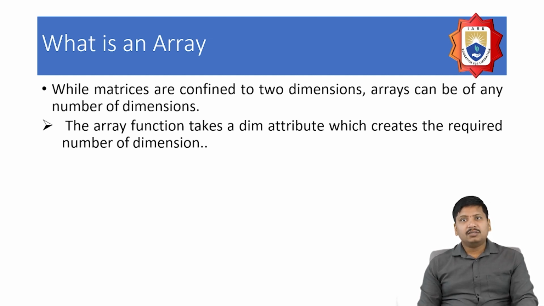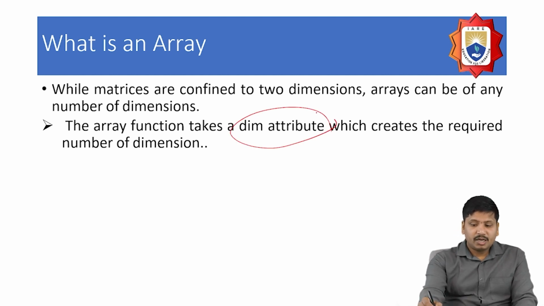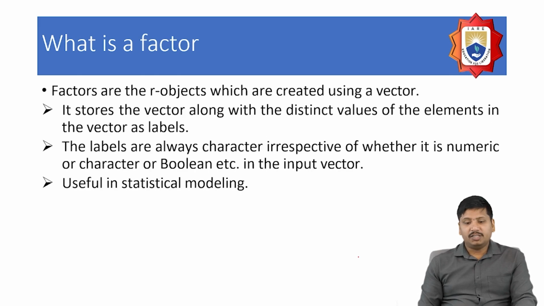While matrices are conformed to two dimensions, an array can be of different dimensions. The array function takes a dim attribute, which can create the required number of dimensions. So by the dim attribute, I can specify how many dimensions I want. The next one: what is a factor?